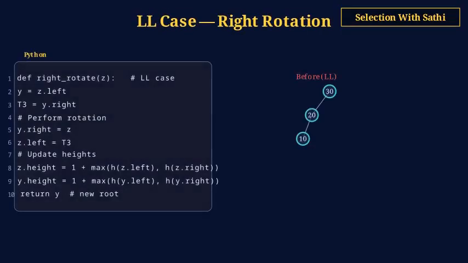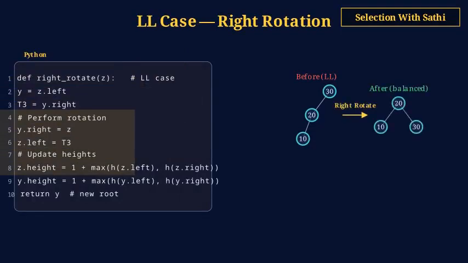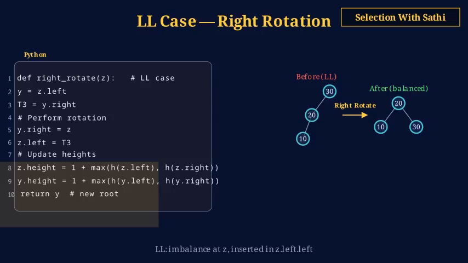The LL rotation, also called right rotation, handles the left-heavy case. When a node Z has balance factor +2 and its left child has balance factor +1 or 0, we perform a single right rotation. Look at line 2, Y is Z's left child. Line 5, Y's right subtree T3 becomes Z's left subtree. Line 4 is not shown but implied. Y becomes the new root with Z as its right child.